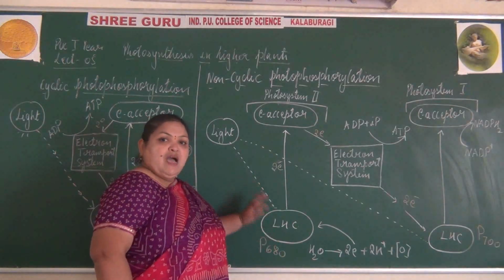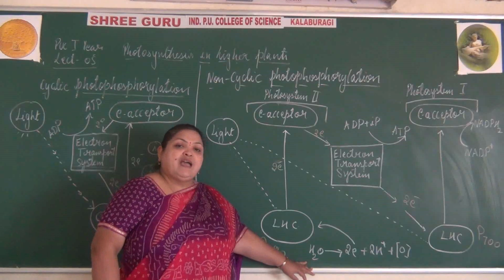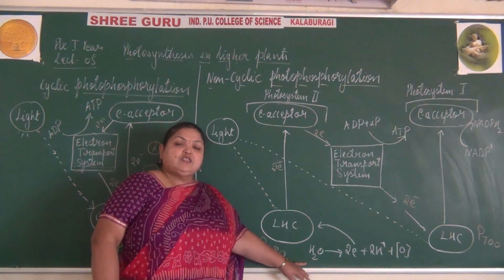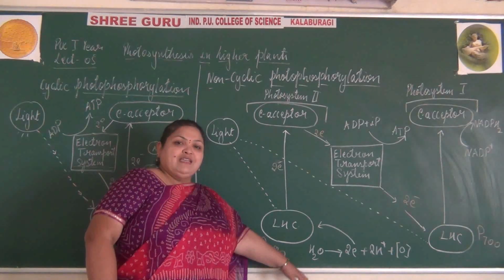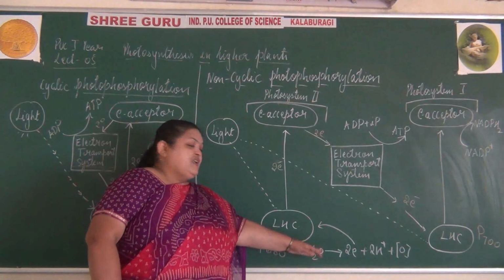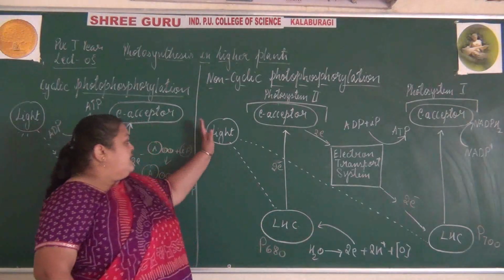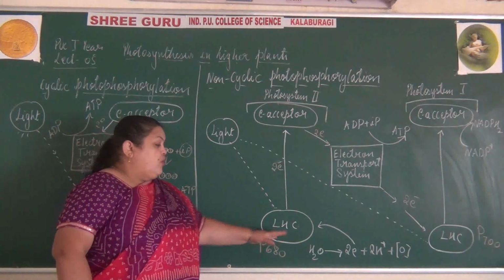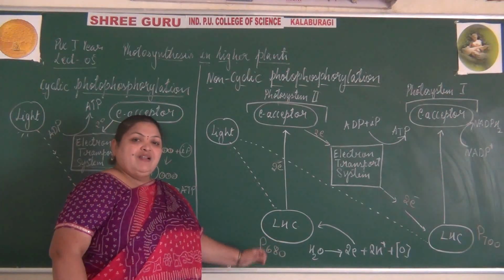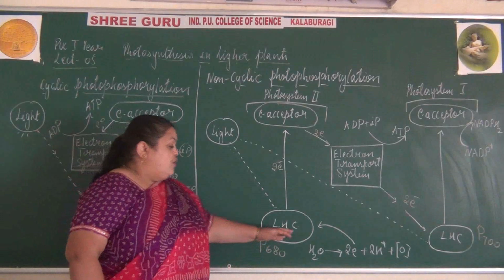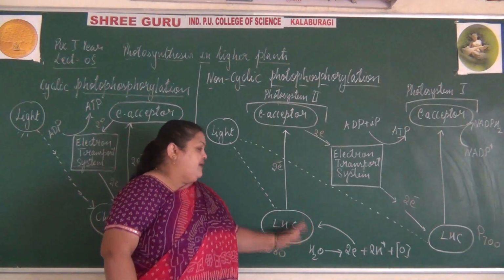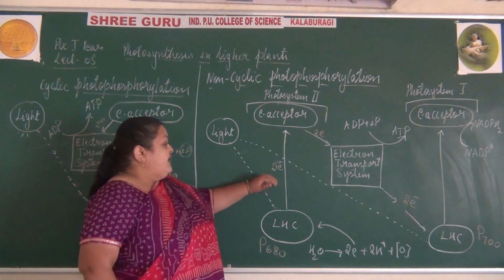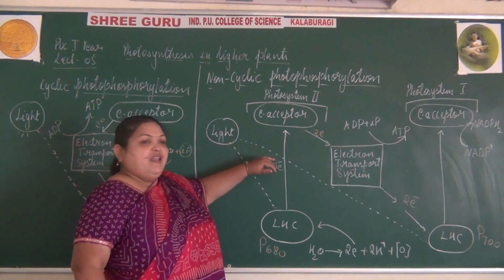So in the beginning, processes occur simultaneously in non-cyclic photophosphorylation. The first process is photolysis of water, which emits the electrons, and the other is the photoexcitation of the chlorophyll molecules. Both processes occur simultaneously.